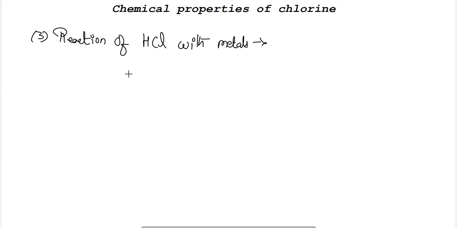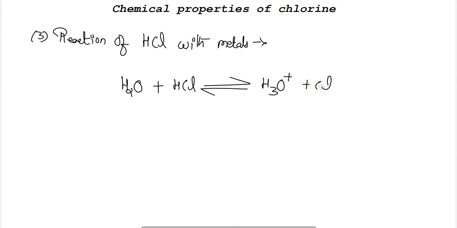So in aqueous solution, it behaves as a strong acid, and the reason is that it fully ionizes in water. Okay, HCl fully ionizes in water, and hence it behaves as a strong acid, and the dissociation constant for HCl is Ka equals 1 times 10 to the power 7. So in aqueous solution we call HCl hydrochloric acid.